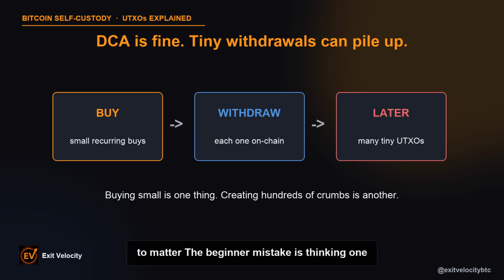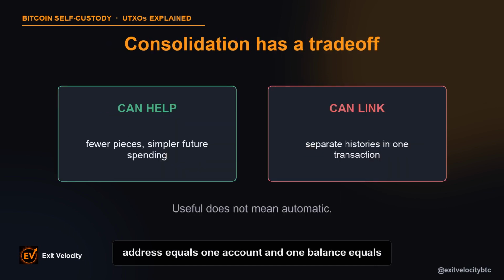The beginner mistake is thinking one address equals one account and one balance equals one pile. Bitcoin is not a bank account. It is a set of spendable outputs. Your wallet is software that tracks them, chooses them, and builds transactions from them. And that is why "just send it to cold storage" is incomplete advice.